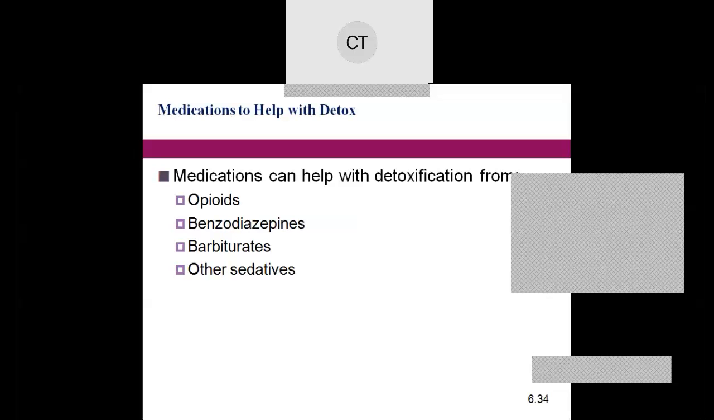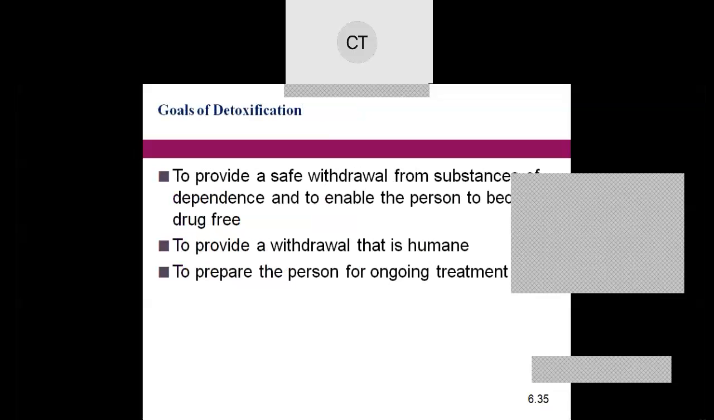As doctors, you all know that medications can be given for all these withdrawal issues, like benzodiazepines, barbiturates, other sedatives can be given to manage the withdrawal symptoms. I'm not going to talk on that because these are medicines which, as doctors, we all must know.